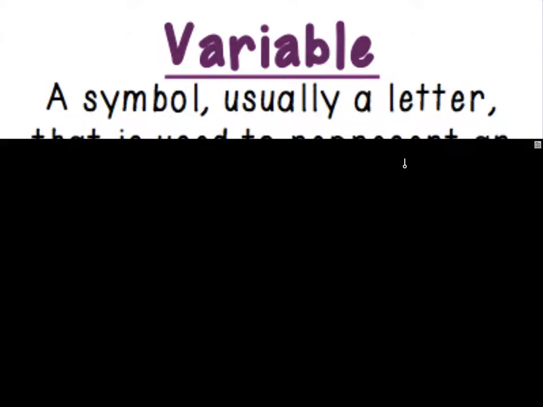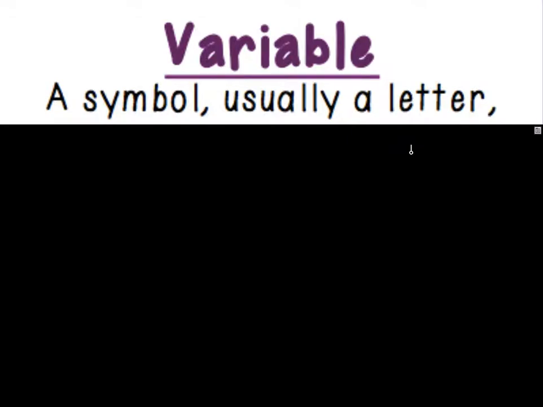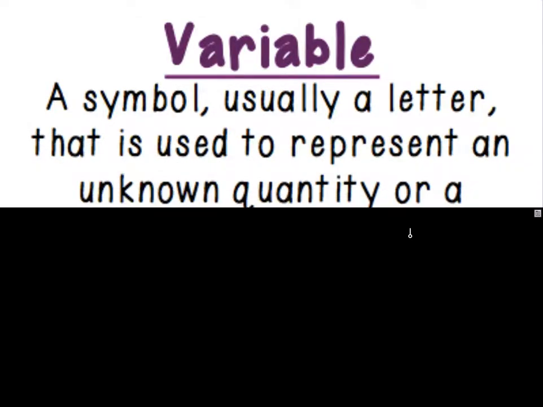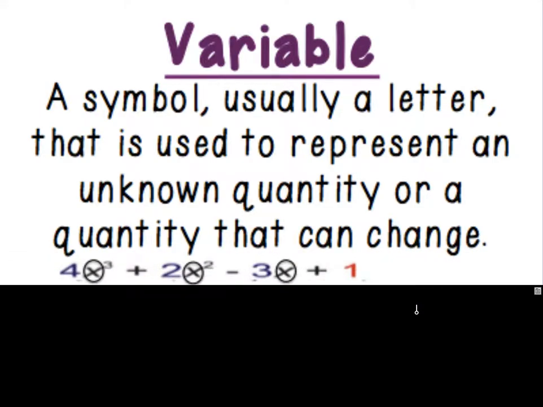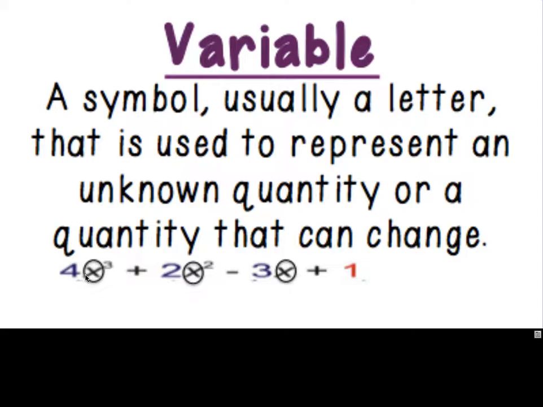All right, the next word, variable. We heard this word when we talked about coefficient. A variable is a symbol, usually a letter, that is used to represent an unknown quantity or a quantity that can change. So in this case, where we had the coefficients before, now we are looking at the variables. So x is the variable here.